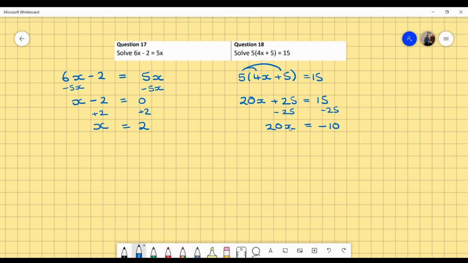At the moment, I've got 20 times x, so I want to get the x on its own, which means to divide by 20. And then I can work out this bit over here, so negative 10 divided by 20, which you can write as a fraction, so negative 10 over 20. The negative goes in front of the whole fraction, and then you can simplify that down. So 10 goes into both 10 and 20, so it's negative a half, or you can leave it as a decimal, negative 0.5.